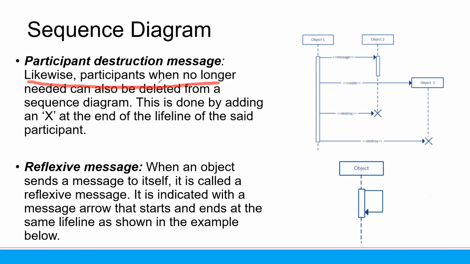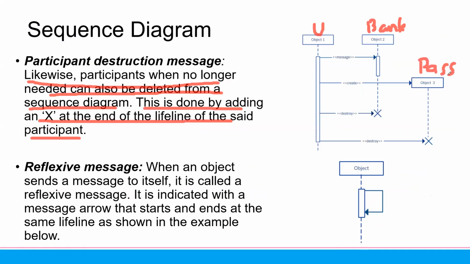Likewise, participants, when no longer needed, can also be deleted from a sequence diagram. This is done by adding an X at the end of the lifeline of the participant. So as I mentioned to you, let's say you are the user and you want to access a bank application. And then when you access the bank, you need to get a verification from PAS. So if you already send a message to the bank, and then the bank requires the PAS information or validation, then PAS will be opened, and after you do the verification, PAS will be destroyed.